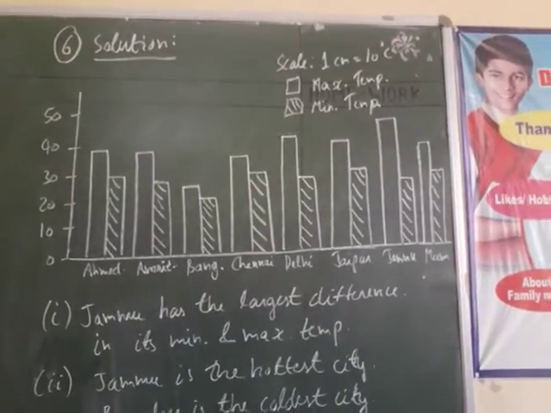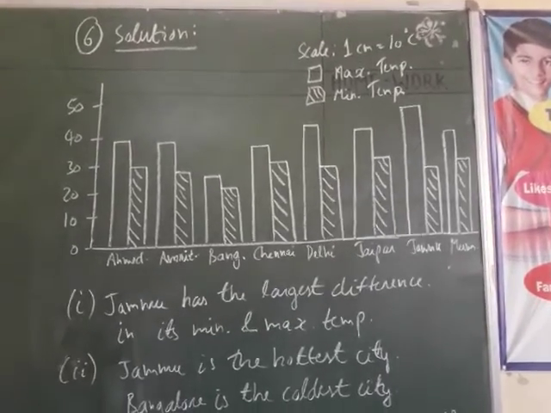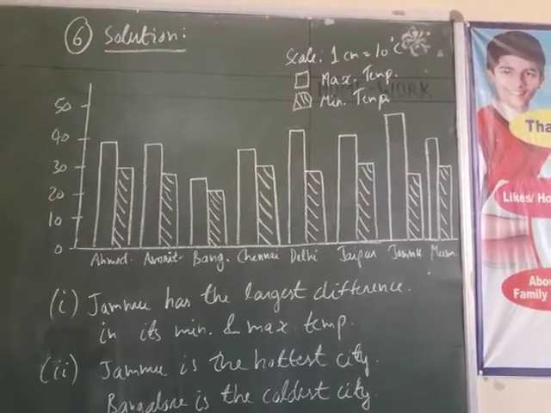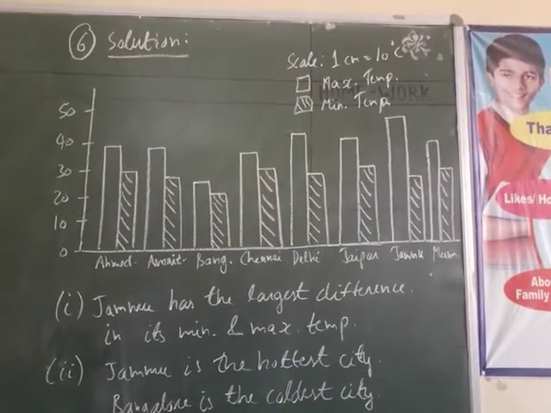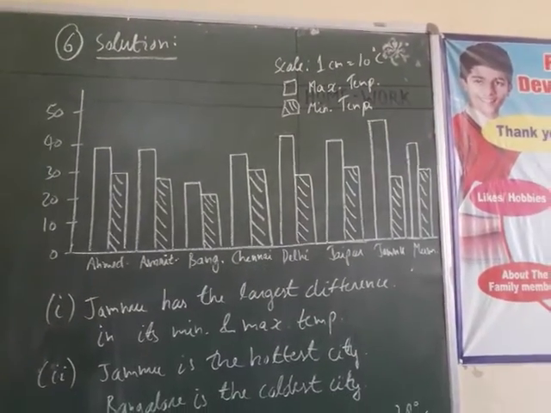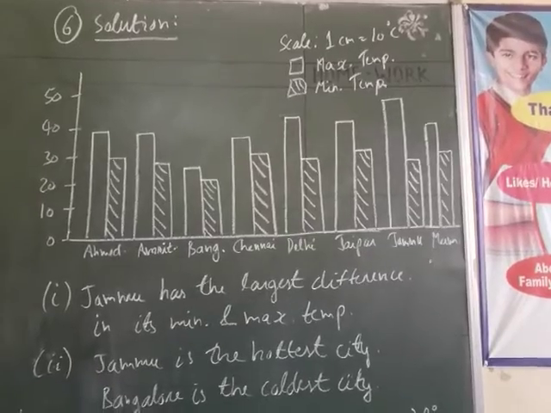Now students, the fifth question you have to try yourself. Now see the sixth question. Again you have to take the data giving the minimum and maximum temperature of various cities given at the beginning of this chapter. You will see table 3.1 given at the start of the chapter. On the basis of that you have to plot a double bar graph.